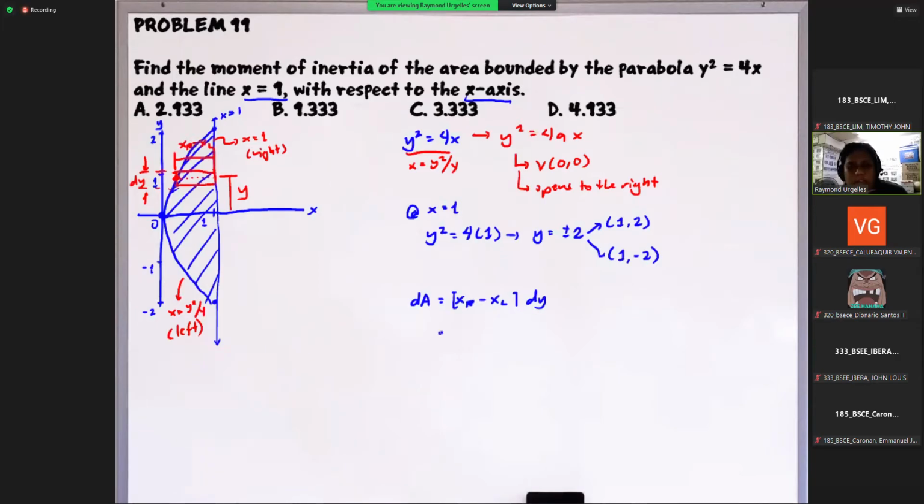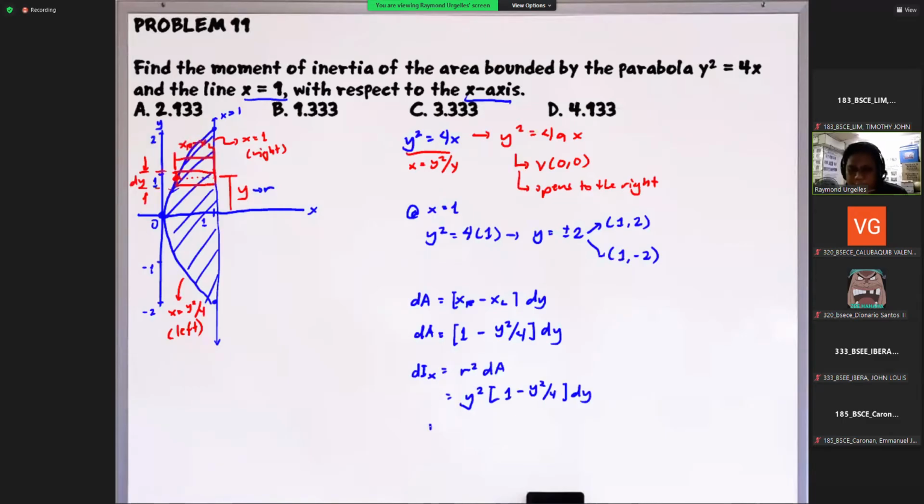The differential area is simply equal to xr minus xl multiplied by dy. Diba? So yung xr natin is given by 1. xl is y squared over 4. So then this quantity dy. No? Okay? Nakuha ba? So the next step is the moment of inertia with respect to the x-axis. Diba? So dito ang titingnan natin is yung r squared dA. Yung r natin being y. So ito yung gagamitin natin r, kasi yun yung layo from the x-axis. So therefore, this is y squared. Yung dA natin is simply 1 minus y squared over 4 dy.